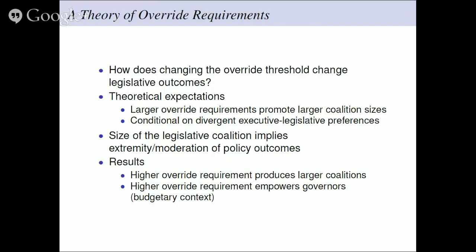I want to preview some of the results right now. There's two things I'm going to talk about. I'm going to talk about coalition sizes a little bit later on in the talk. I'm also going to talk about how much power governors have in actually proposing legislation, specifically budgets. And what I'm going to demonstrate is that higher override requirements produce larger coalitions, and they give the governor more power when it comes to budgetary negotiations. That is, governors get more of what they want in budgets.